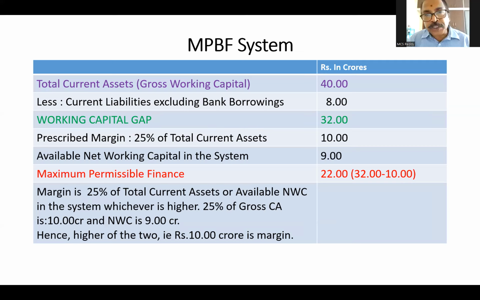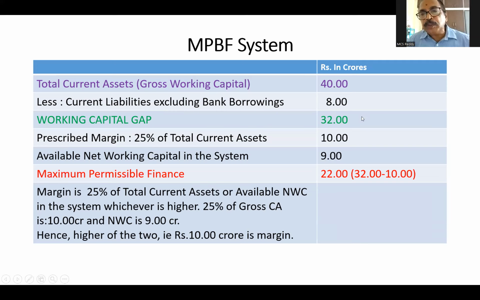Now the question recalled earlier: what is working capital gap? Working capital gap is nothing but total current assets or gross working capital minus current liabilities excluding bank borrowings. Without including bank borrowings, you have to take all other current liabilities. In the example, 40 crores is gross working capital or total current assets, and current liabilities other than bank borrowings is 8 crores. Then working capital gap is 32 crores.